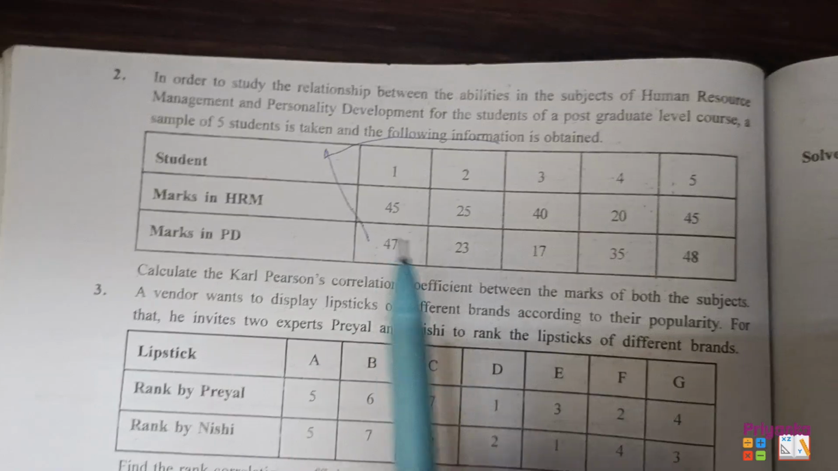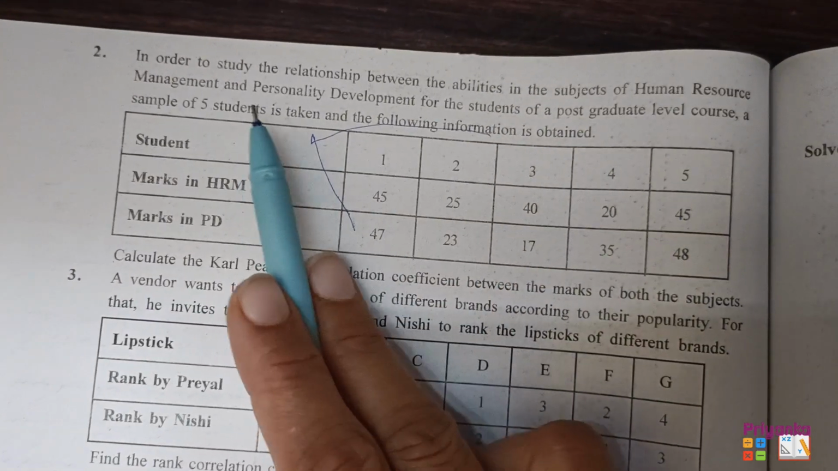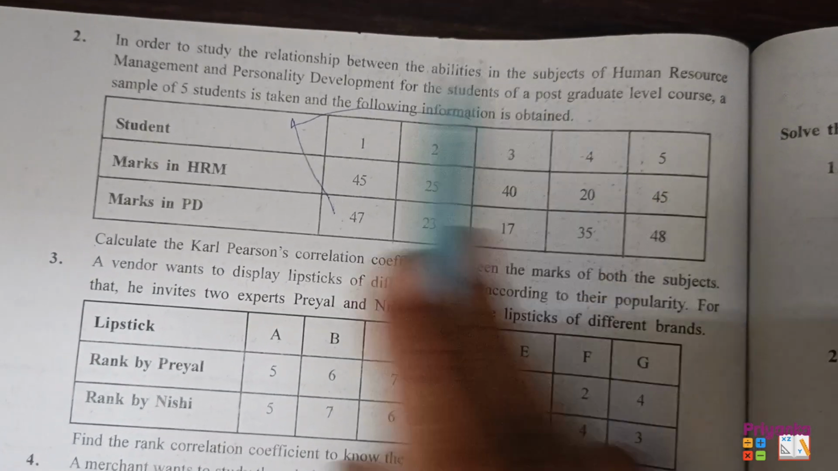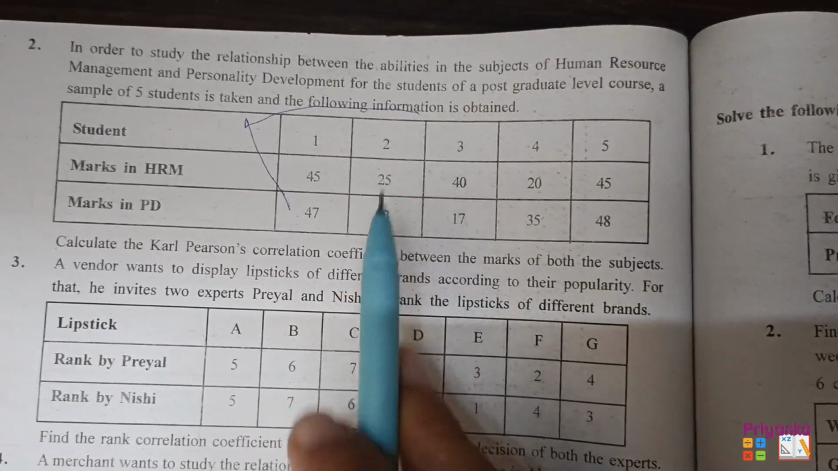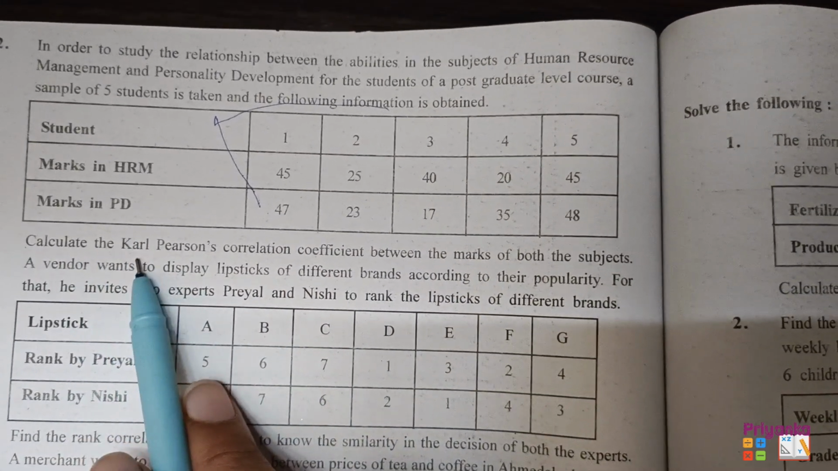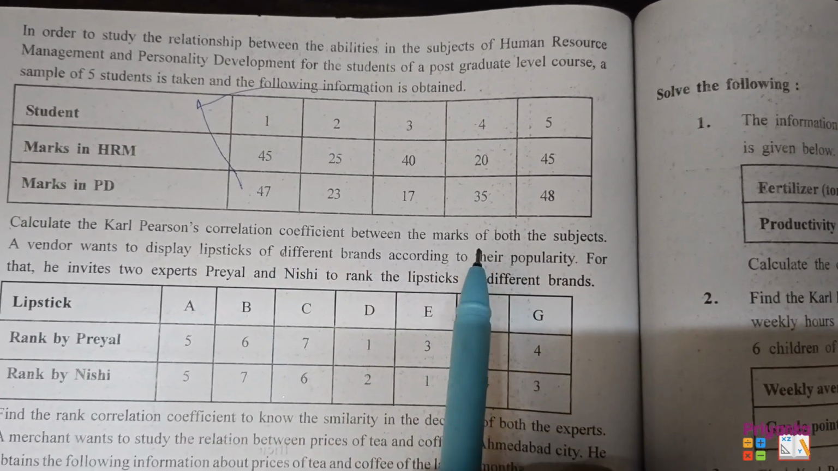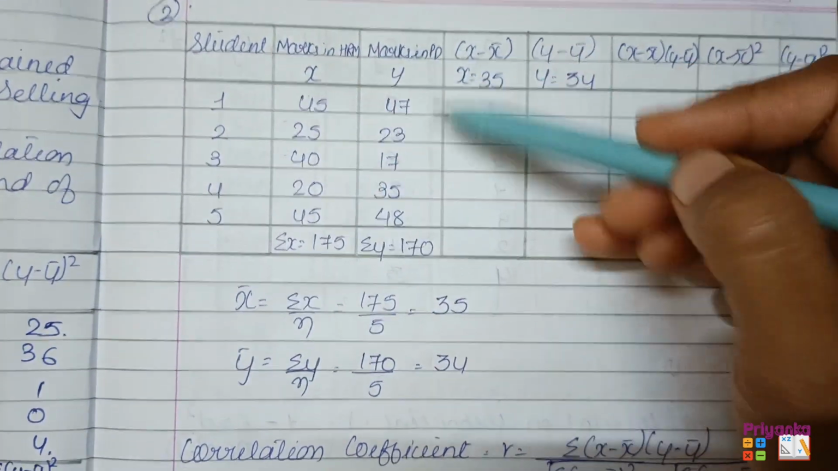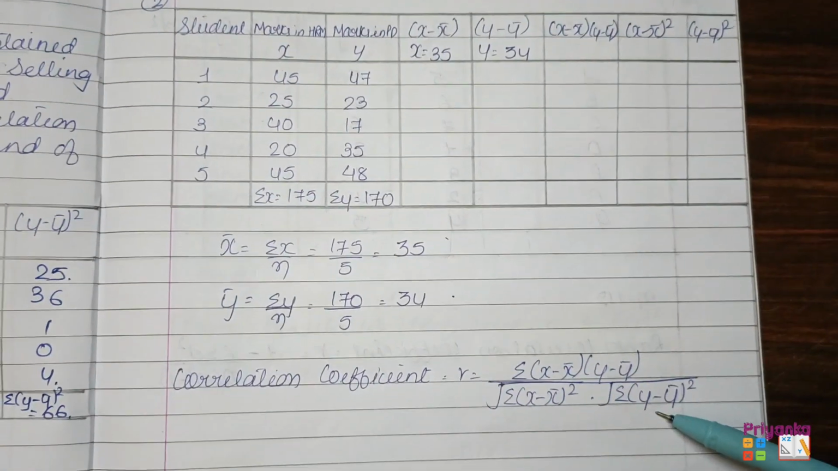Moving to the next. In order to study the relation between the ability in the subject of human resources management and personality development for the students of a postgraduate level course, a sample of 5 students is taken and the following information is obtained. So here the information is given, and they told you to find the Karl Pearson correlation coefficient between the marks of both the subjects. So here first of all, just take the number of students and find x and y, and again we found the answer in integer. So the same formula will be used here.